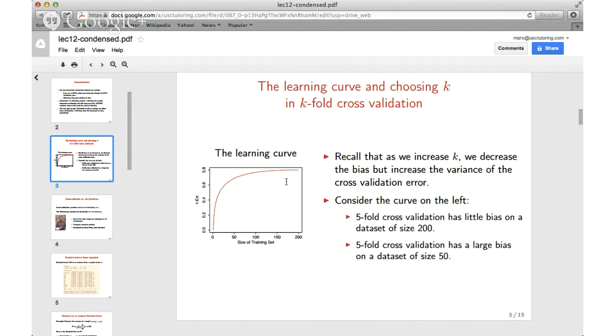Each bucket will have 40 points, right? So 4/5 of your data will be in the training and 1/5 will be treated as your test. Now the point you want to see here is that 5-fold cross-validation has little bias on a data set of 200, because what this plot is showing you is the size of the training set versus 1 minus the error rate, which means the accuracy, how much accuracy can be generated.